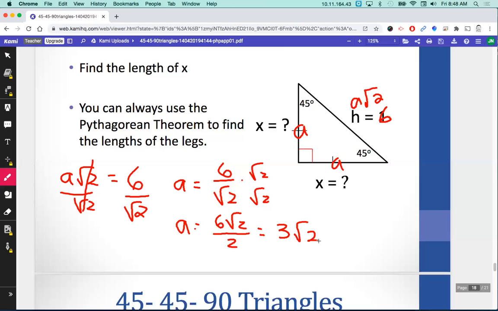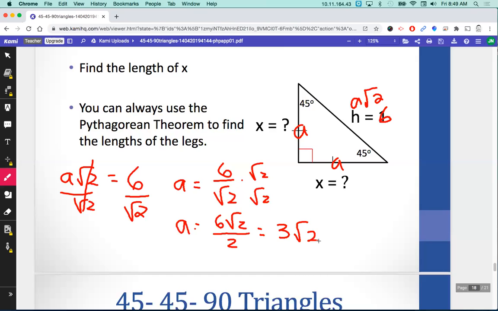Wait, so you don't divide the radical by 2, though, right? Correct, you do not. Just like you can't multiply the 2 times a radical 2, you can't divide it either. So those are separate. You just need to worry about the number part here: 6 divided by 2, which would be 3.